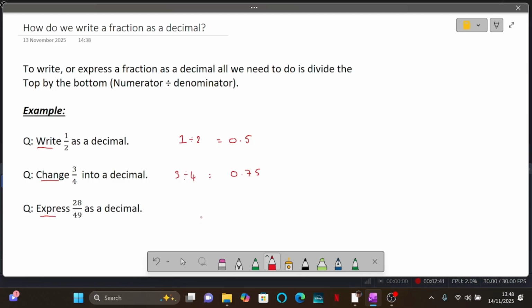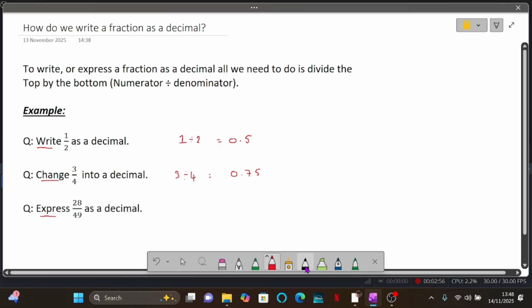28/49 as a decimal. And for that one, I'm going to defer to my calculator for a moment because these questions can appear both in calculator papers and non-calculator papers. Interesting point at this juncture, and that is this.